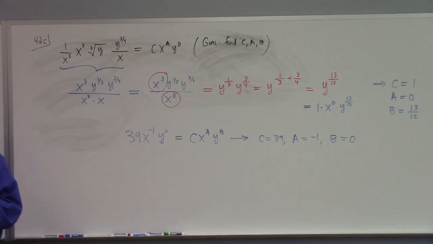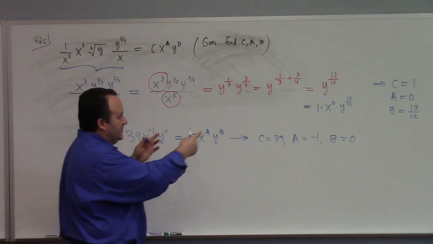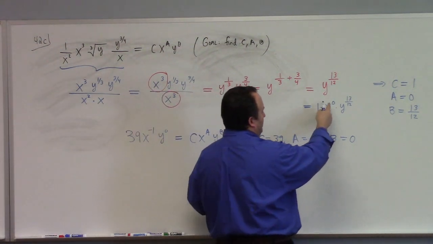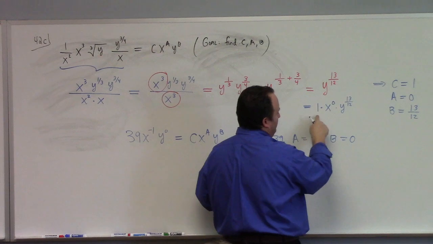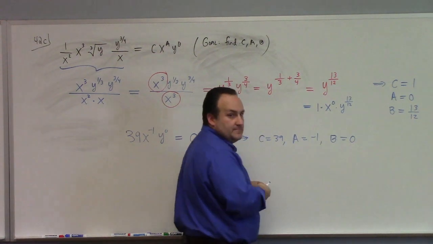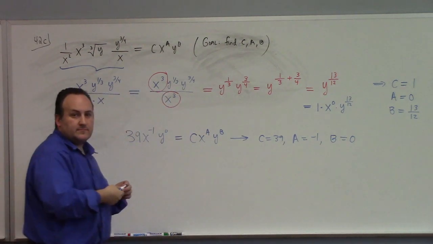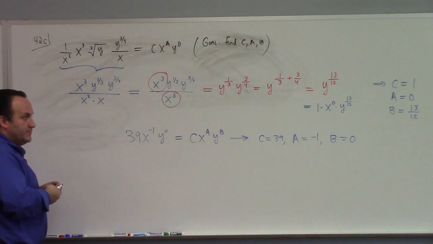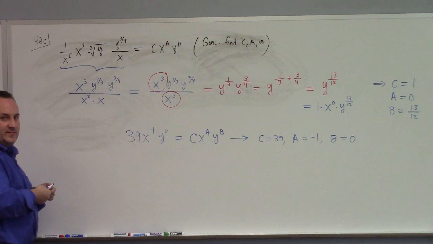Is my 39 unclear? What's happening? Where did the 1 from C come from in the last question? Why is C 1? Because this is equal to 1 times x to the 0 times that. So the constant in front is just 1. The implied 1. It's not written, but it's there.